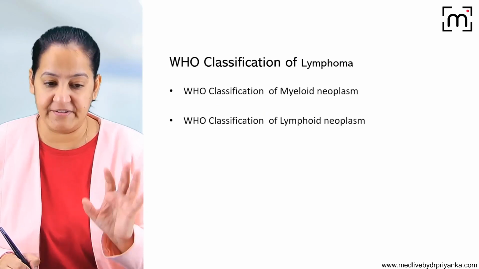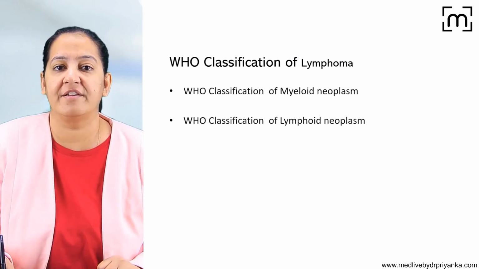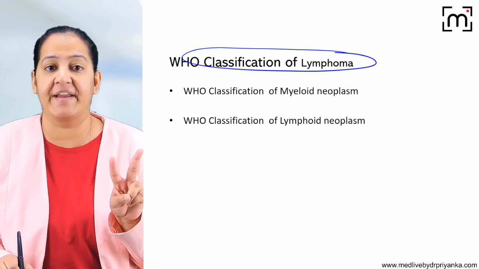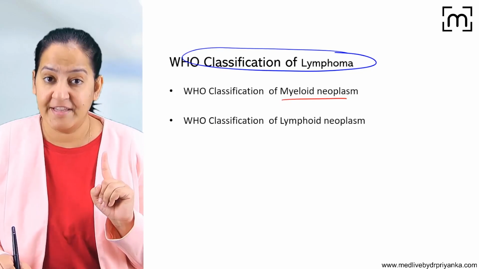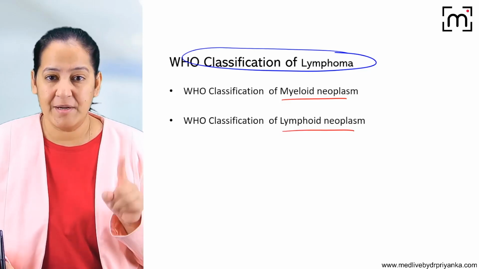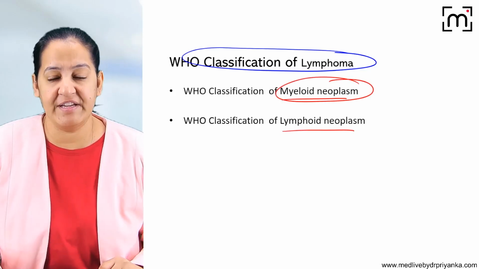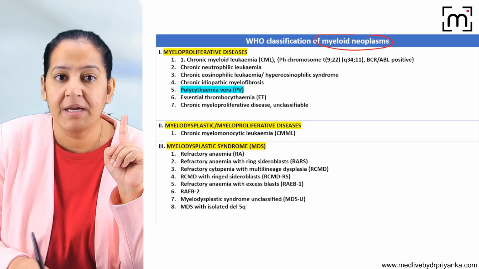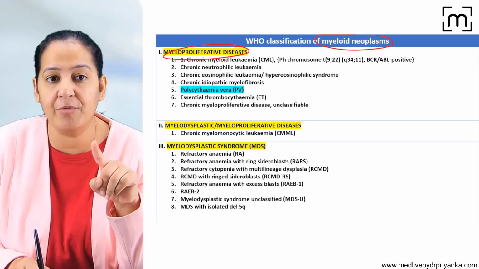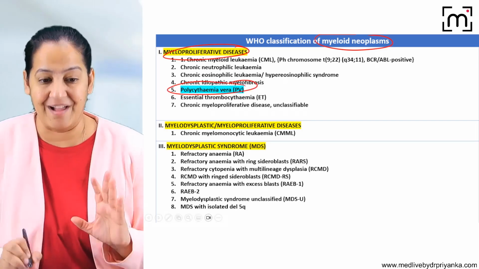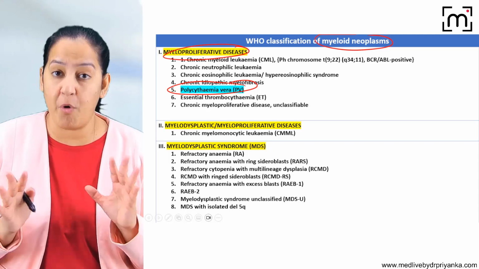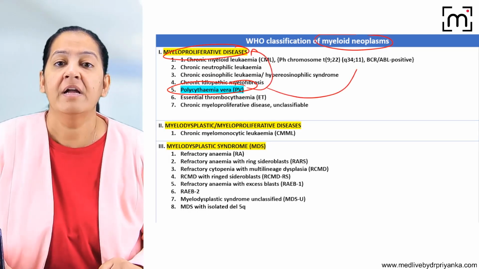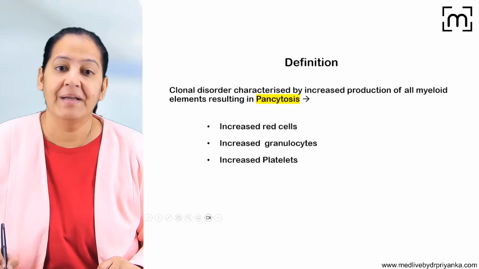Before starting the definition of Polycythemia Vera, you must understand the WHO classification of lymphoma. We divide the lymphoma according to WHO classification under 2 categories: the WHO classification of myeloid neoplasm and the WHO classification of lymphoid neoplasm. For the myeloid neoplasm, we divide them into 5 categories. One of the categories in myeloid neoplasm is myeloproliferative disease, and one of the myeloproliferative diseases is Polycythemia Vera. So the topic I am teaching you right now, Polycythemia Vera, is one of the myeloproliferative diseases which comes under WHO classification of myeloid neoplasm. So that you must understand.